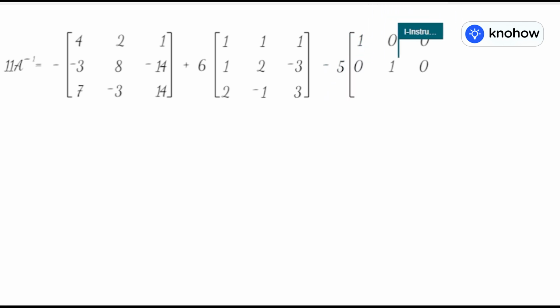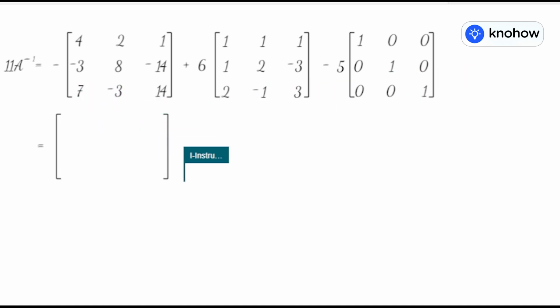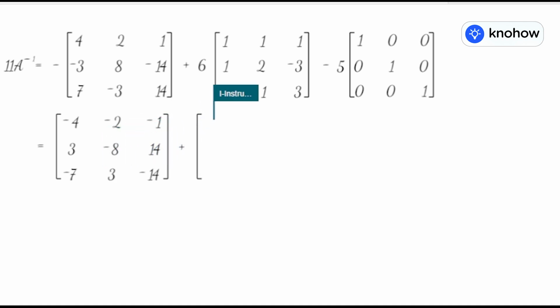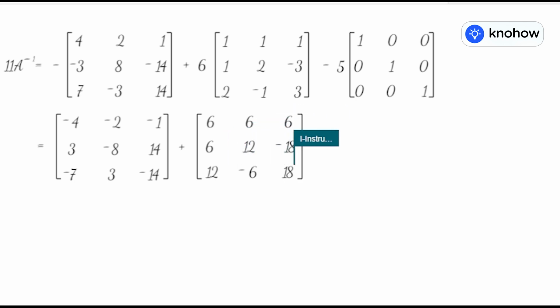Now work it out. In the first term, you just make a change of sign in all the elements to get negative 4, negative 2, negative 1, 3, negative 8, 14, minus 7, 3, minus 14. For the second term, multiply each element by 6, you get 6, 6, 6, and then you get 6, 12, minus 18. In the third row, you get 12, negative 6, 18. And the last term, you multiply by negative 5 inside, so you get negative 5, 0, 0, 0, negative 5, 0, 0, 0, negative 5.